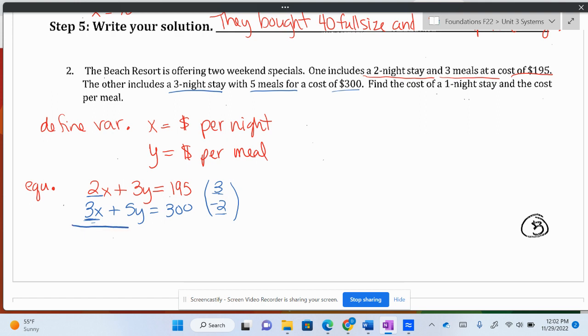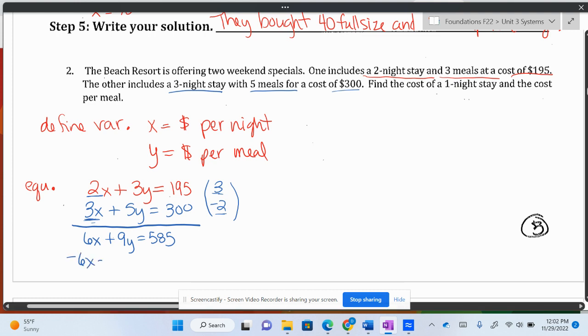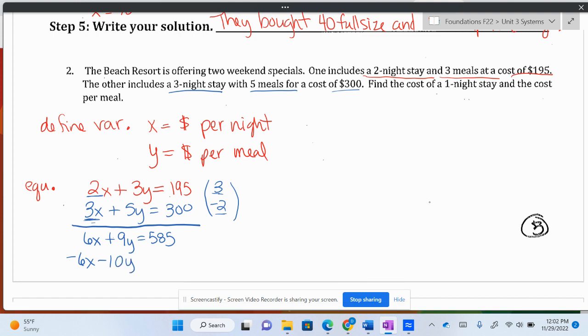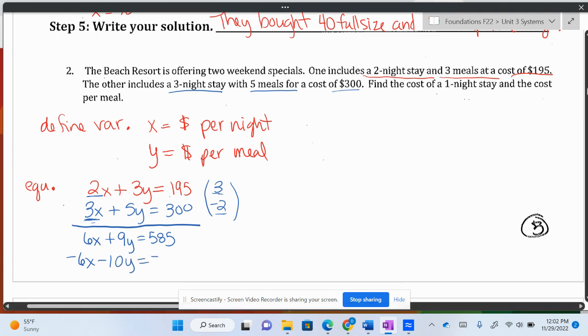So I'm gonna do the multiplication, right? So 3 times 2 is 6x. 3 times 3 is 9y. And 3 times 195 is, yeah, thank you, 585. And then -2 times 3x is -6x. -2 times 5 is -10y. And -2 times 300 is -600.